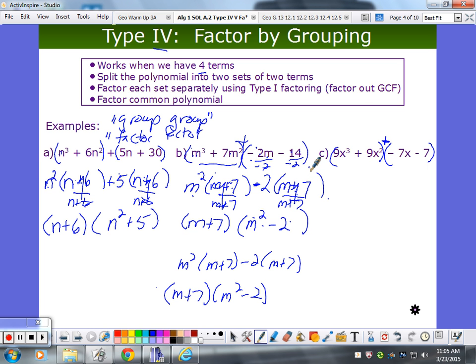But when it's factorable, it's like magic, isn't it? So we group. Now we factor. So let's factor this piece.